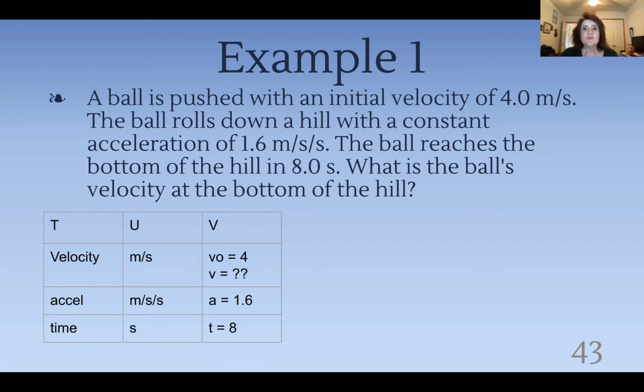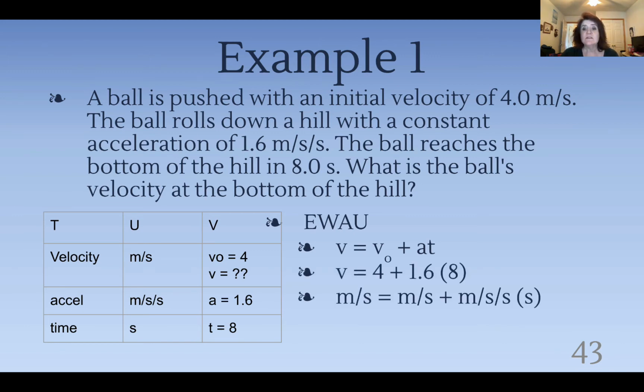So in the TÜV chart, you're given meters per second, you're given meters per second squared for acceleration, you're given a unit of seconds, and you're asked about the velocity at the bottom. So your V naught, your initial velocity is 4, your acceleration is given as 1.6, and the time given is 8. So solving that problem using kinematic 1, V is equal to V naught plus AT, V naught is 4, A is 1.6, and T is 8. Units do work out to have a final velocity of 16.8 meters per second.